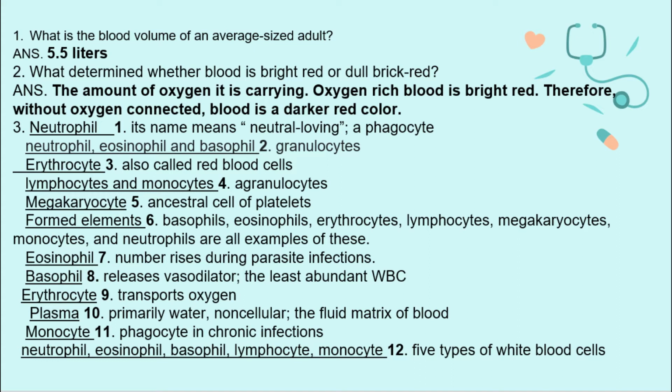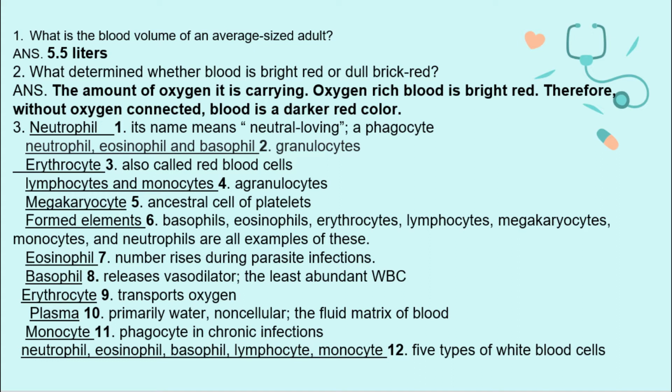Number 5, ancestral cell of platelets. Our answer is megakaryocyte. For number 6, basophils, eosinophils, erythrocytes, lymphocytes, megakaryocytes, monocytes, and neutrophils are all examples of these. Our answer is formed elements. Number 7, number rises during parasite infections. Our answer is eosinophil.